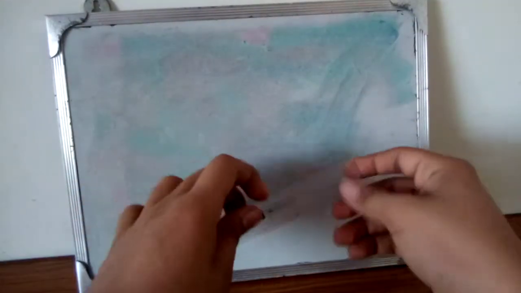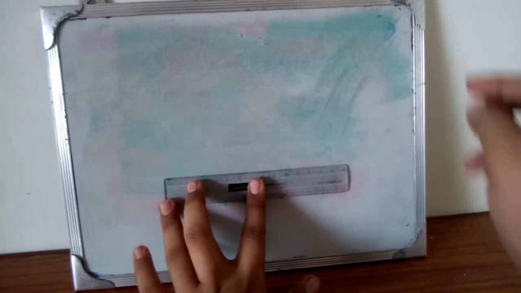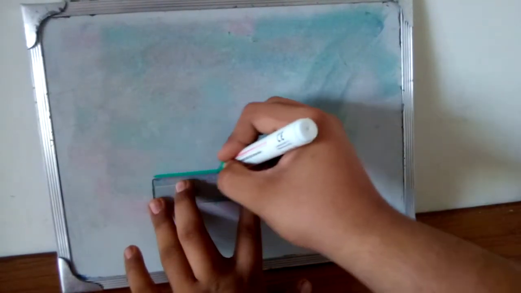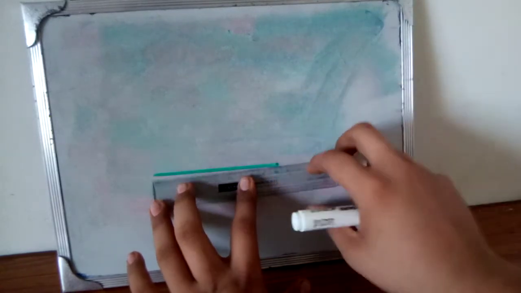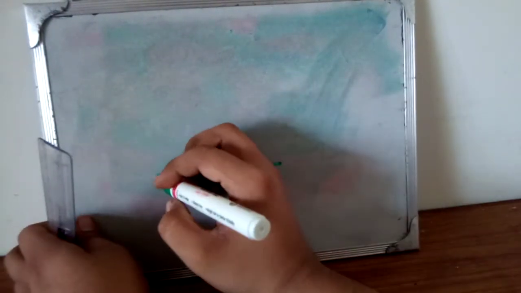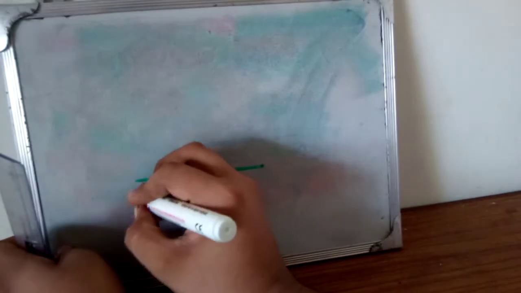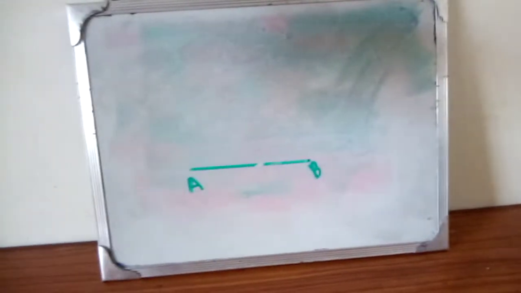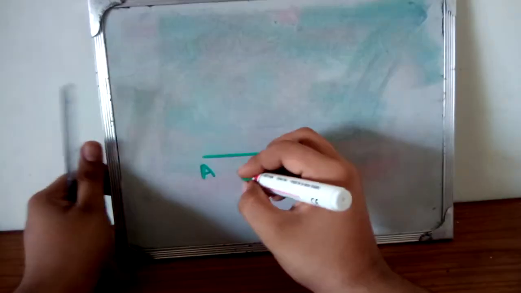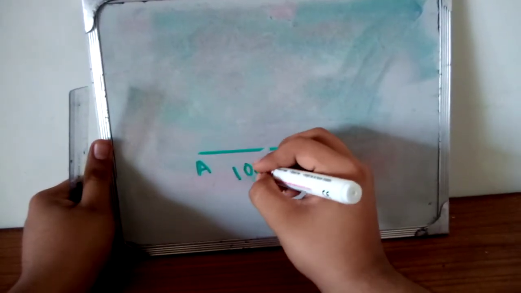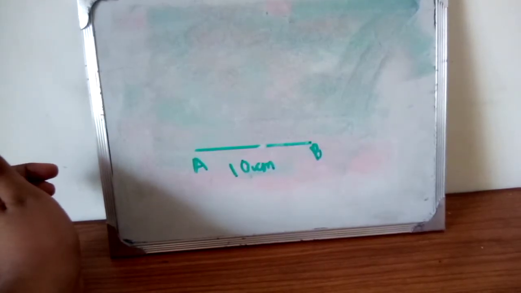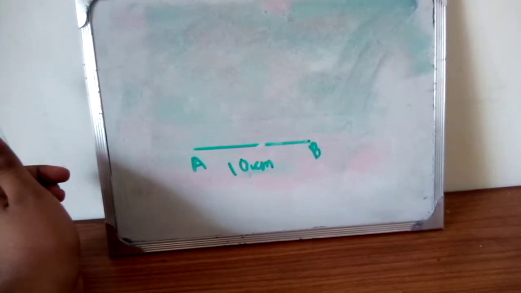So let's start. First step is to make a line segment of any measurement. Suppose we make a line segment of measurement, say 10 centimeter. We can name this line as AB. This is of length or measurement 10 centimeter. Then the step now is to construct an angle of 90 degree.